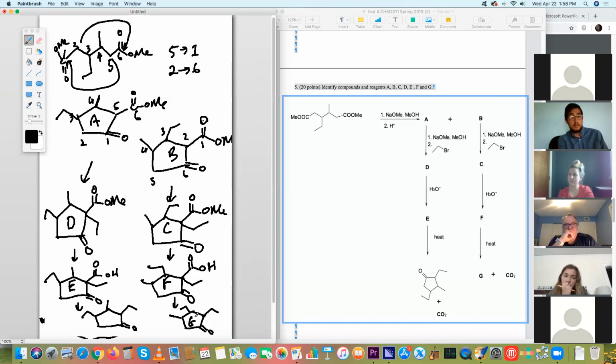It also gives you valuable clues. Let's say you forgot how to do the acetoacetic ester synthesis. You can see similar reagents here for the final steps, and that could help you if you forgot. Does anybody have any questions about number 5? You're all hunky-dory with it, huh? All right.